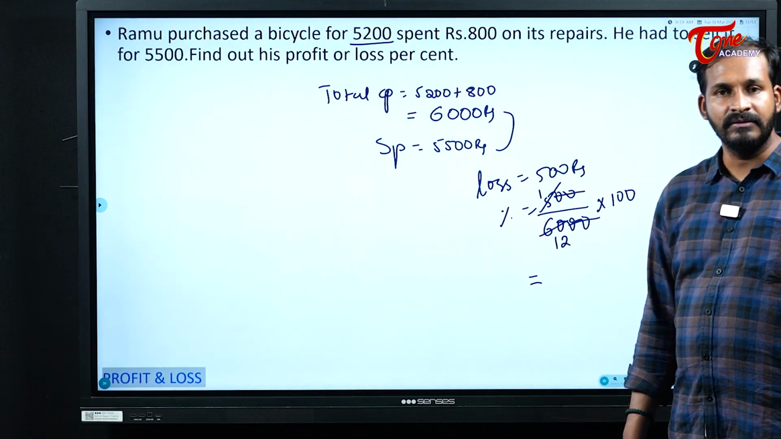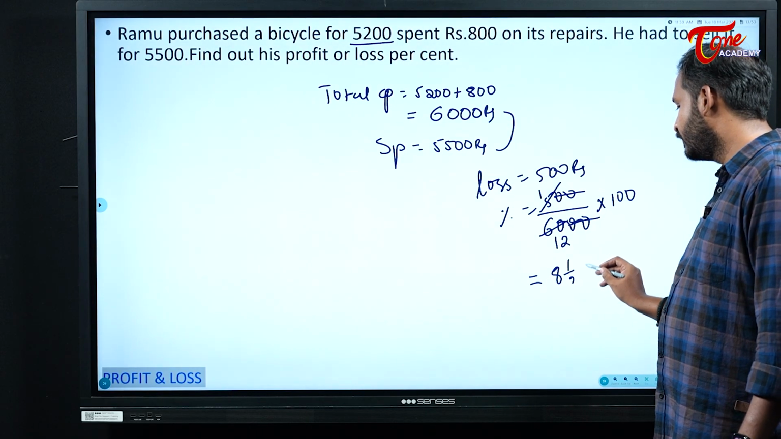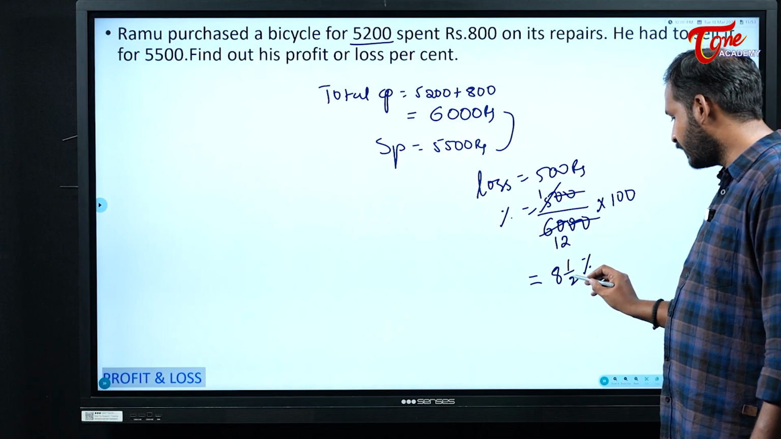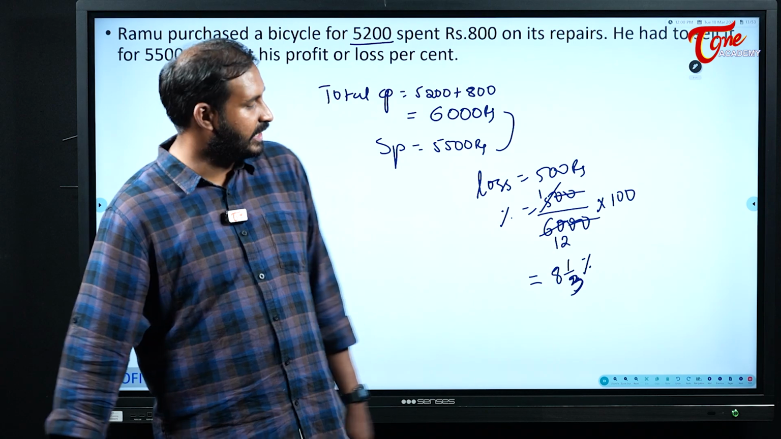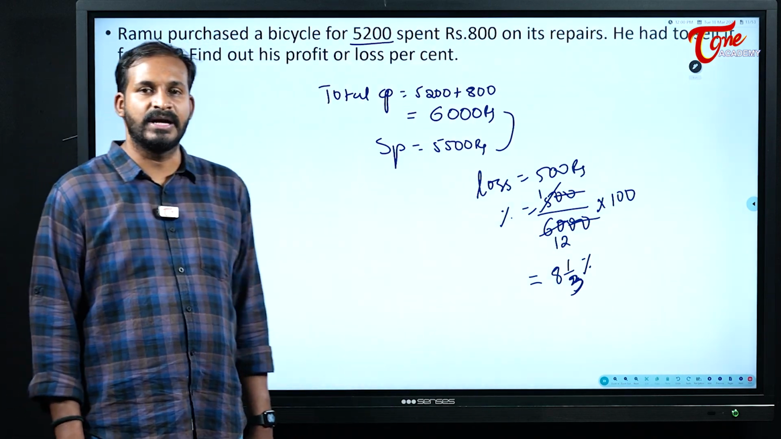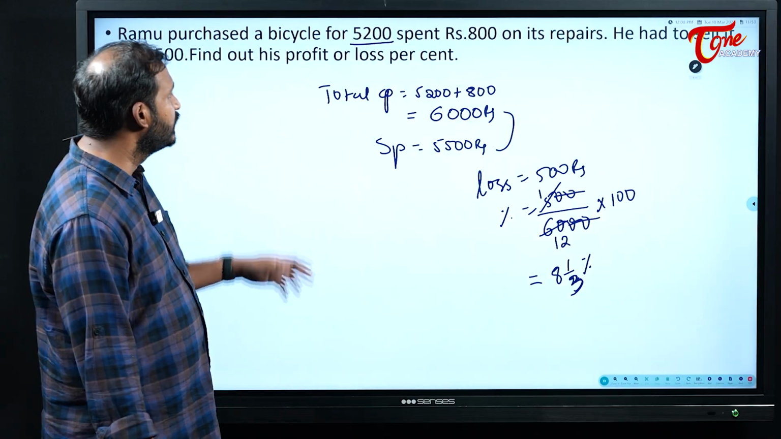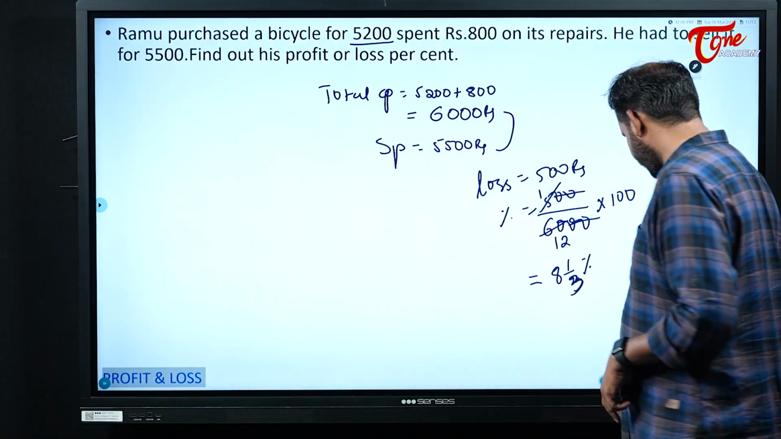What is 100 by 12? We all know it is 8.1 by 3 percent. When you divide 100 into 12 equal parts, it becomes 8.1 by 3. Each part becomes 8.1 by 3 percent. So here there is a loss of 8.1 by 3 percent. Next one.